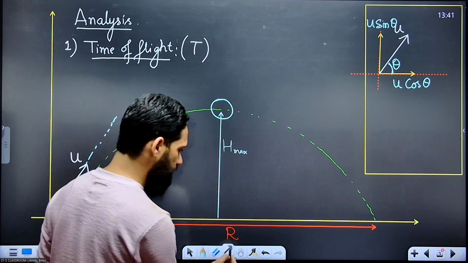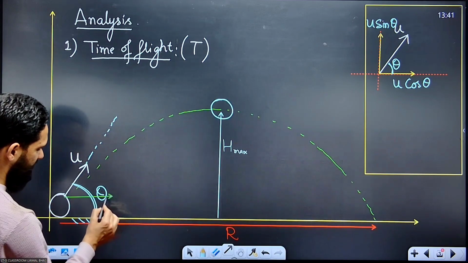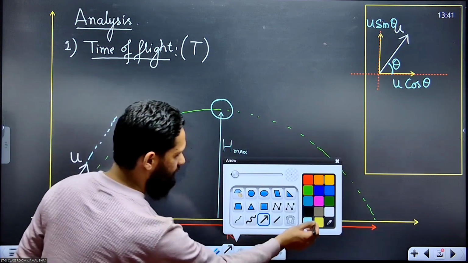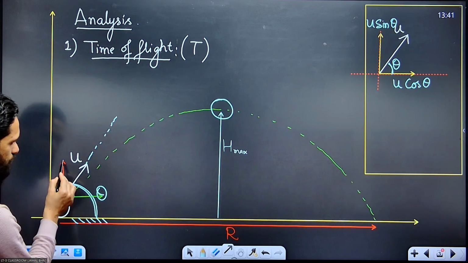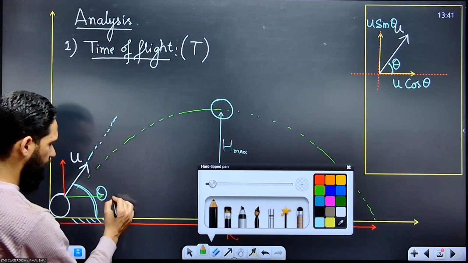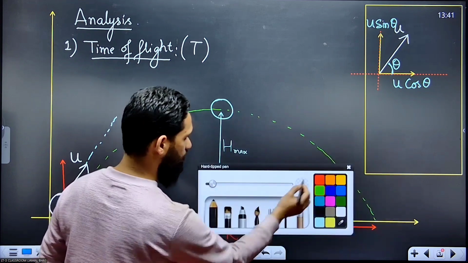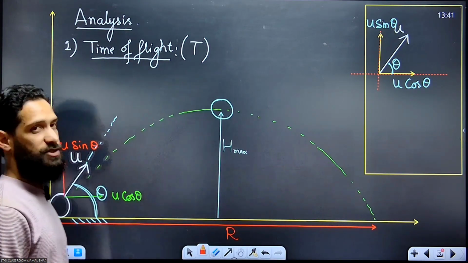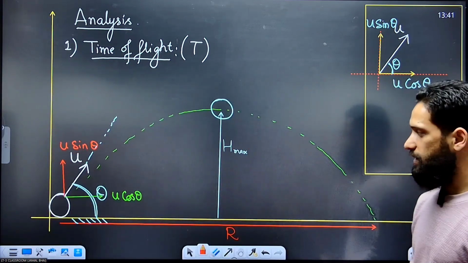So we can easily make out the components out of this. I can say the vector has an x component like this, and the same vector has a y component. I will show the y component in another color like this. So the vector has two components, x component and y component. The x component has a value of u cos theta, and the y component has a value of u sin theta. That comes out from the concept of vector resolution, which has already been taught to you earlier.